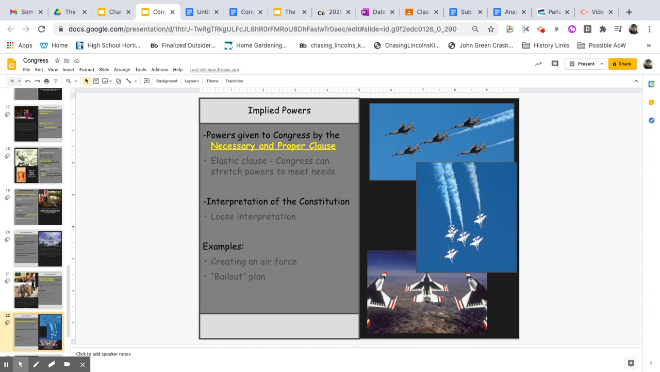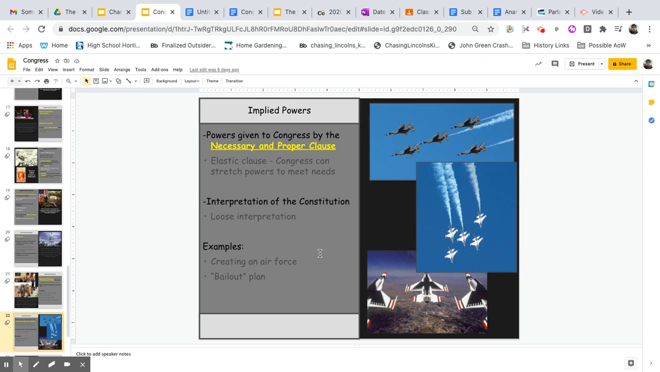Then you have implied powers. This is given by the necessary and proper clause. Pretty much the idea behind this is that Congress can stretch their powers if they need to do new stuff. I guess the framers of the Constitution probably couldn't imagine some of the things that would happen in the future. I doubt they were thinking at all about airplanes even existing, let alone us being able to drop bombs out of them. So they gave a little bit of leeway to Congress that allows them to do things that they think are necessary and proper as long as they aren't expressly forbidden in the Constitution.